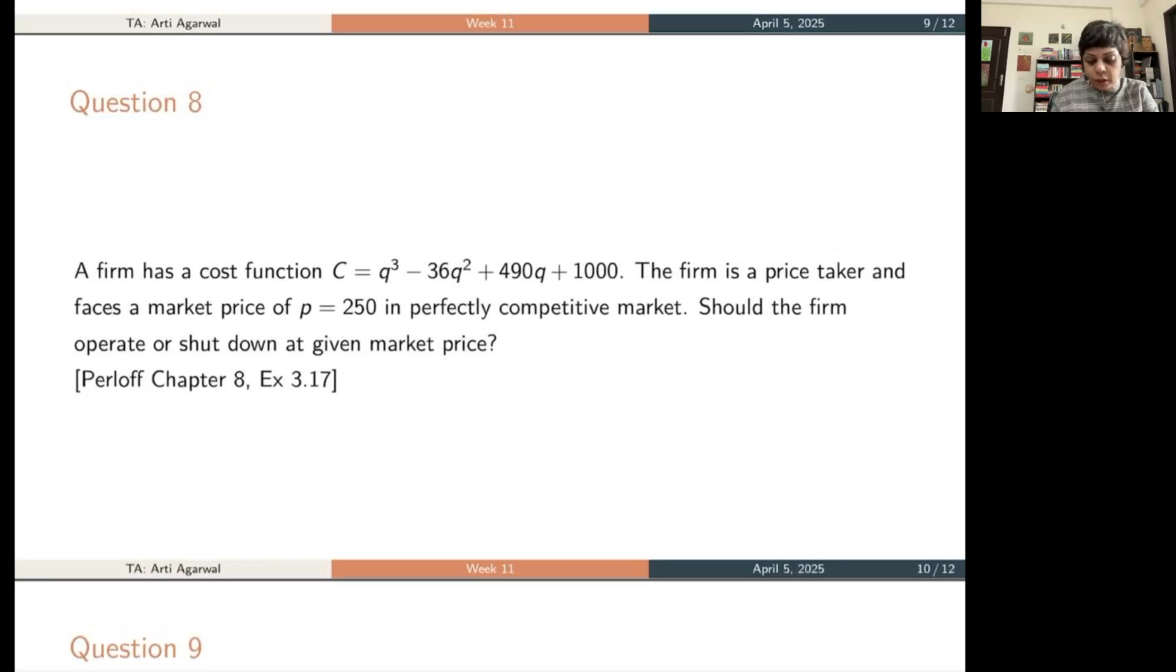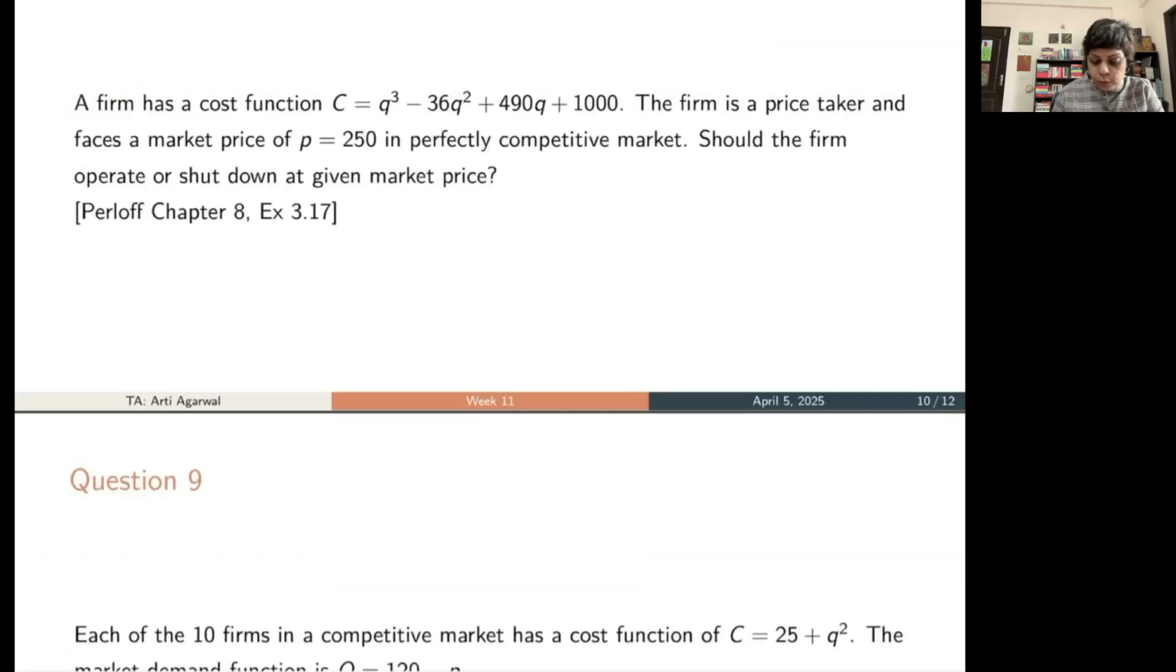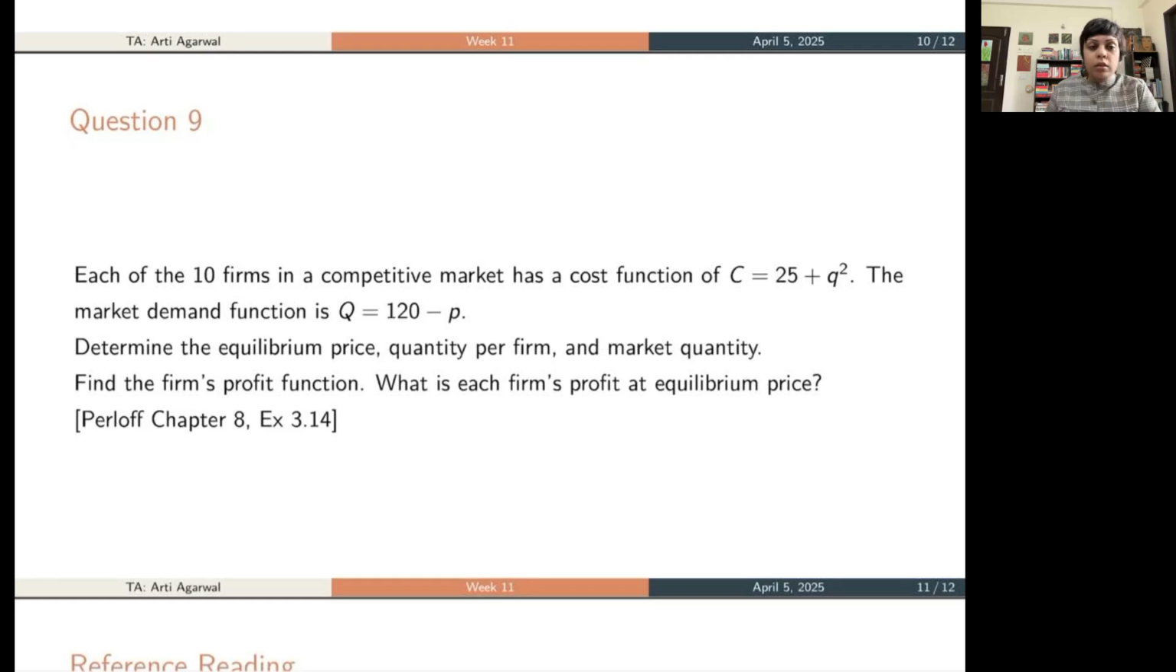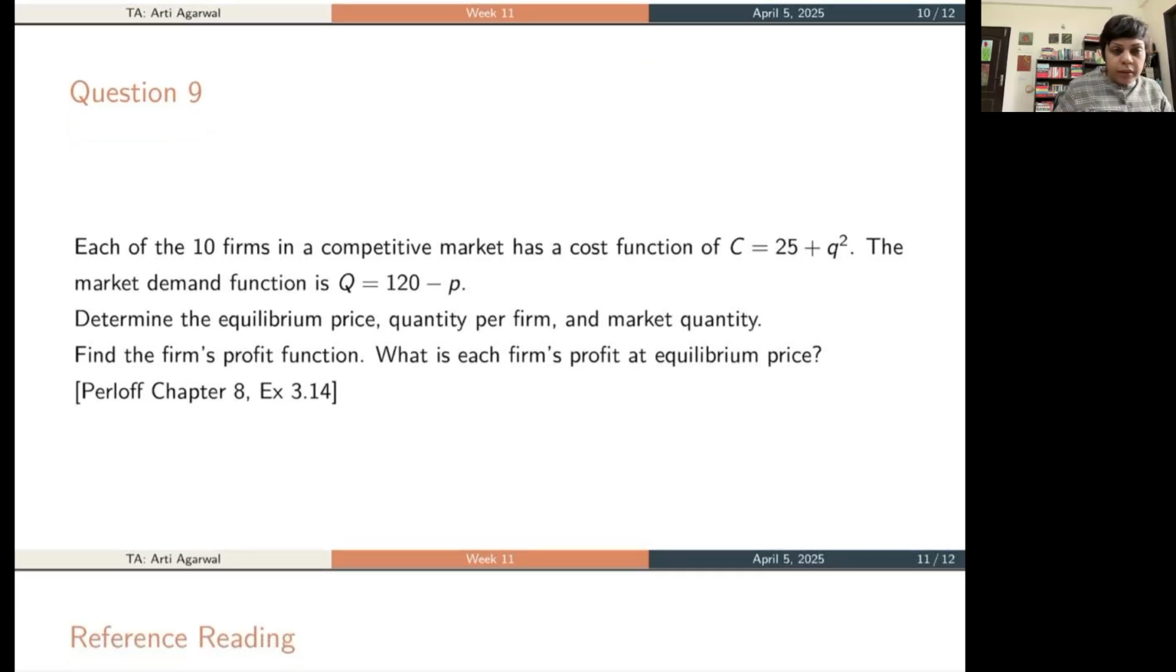I'm not solving this now, and this is a question from Perloff, so you can probably find the answer for it also. If you've tried this and have a problem, you can tell me. But if you don't have a problem, then I'll jump to the next question. This is a slightly different question. So this slide is not updated.